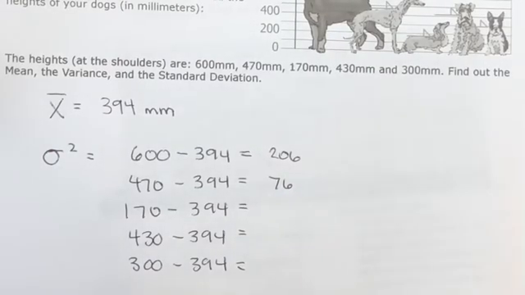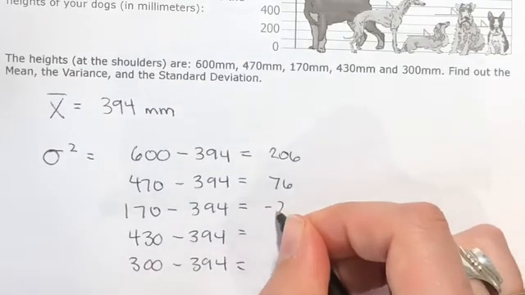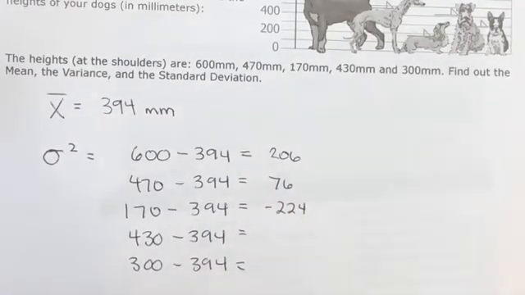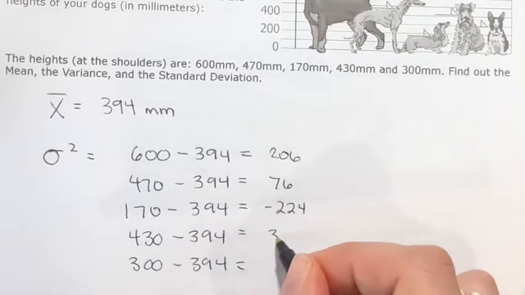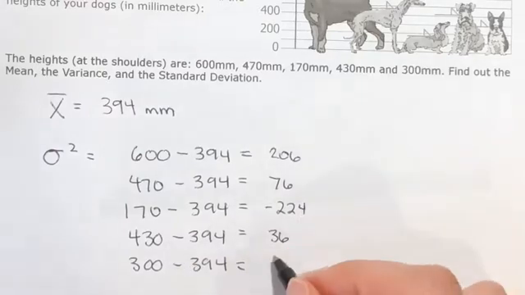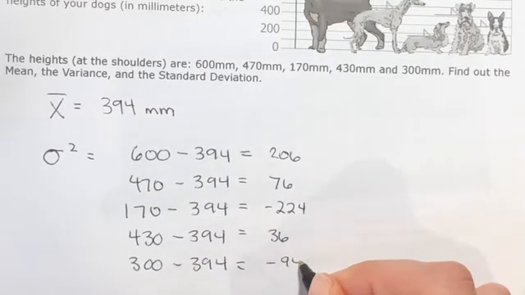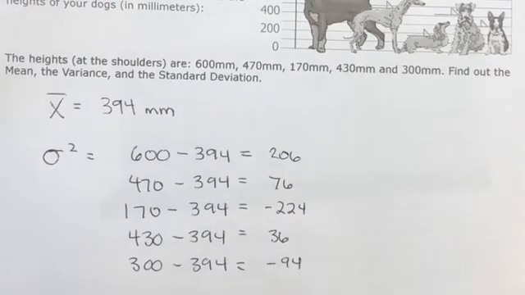170 minus 394 gives us negative 224. And then 430 minus 394 is 36. And 300 minus 394 is negative 94. So we get all those values.